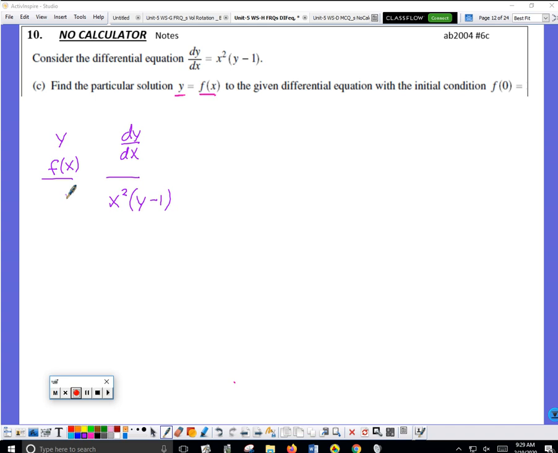Okay, cool. It says find the particular solution. That again is just a kind of mathematical way of saying please find this equation. Find this equation. Question?